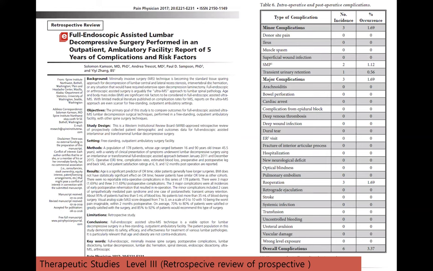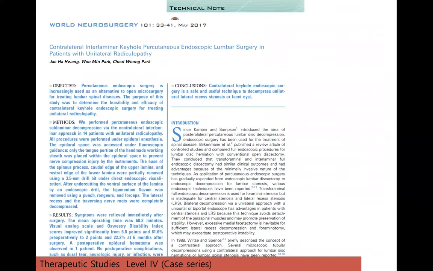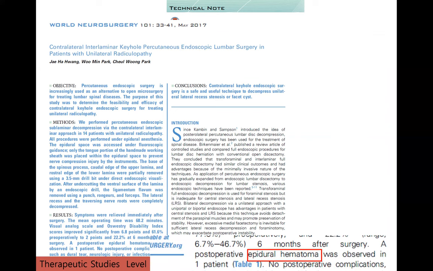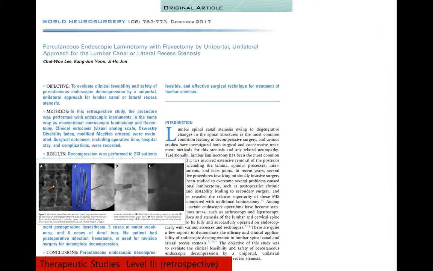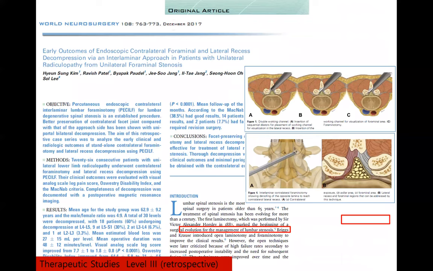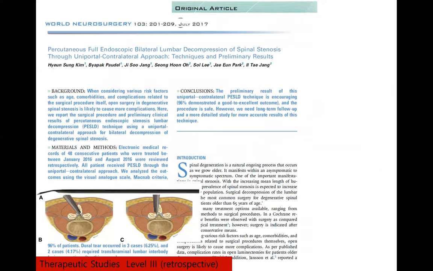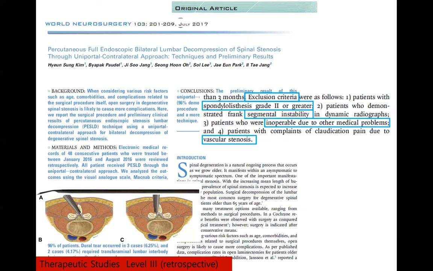This is a level three retrospective study and three major and minor complications were reported. In contralateral interlaminar keyhole approach, epidural hematoma was reported as a complication. And this level three paper reported the exclusion criteria and the perioperative complications. Jensen Kim reported contralateral interlaminar approach with the level three evidence and the inadequate foramen decompression was reported as complication.